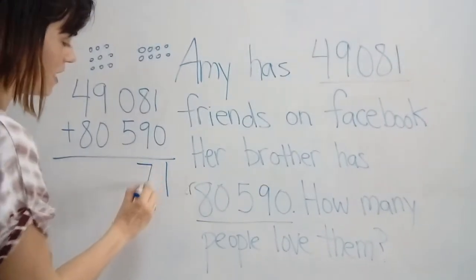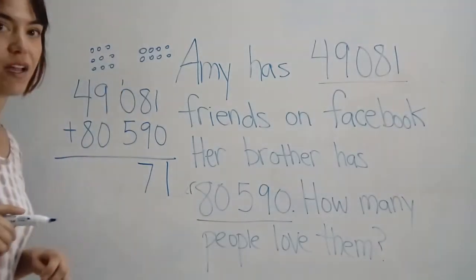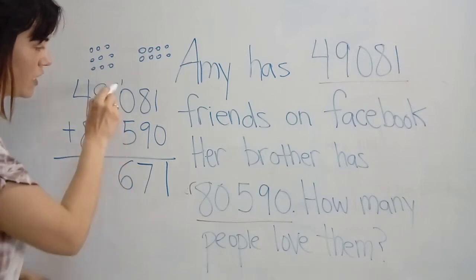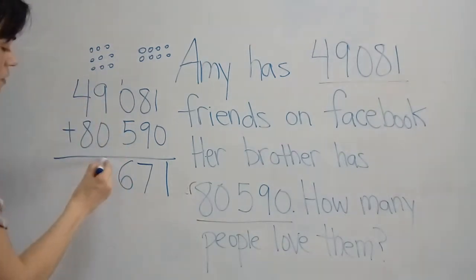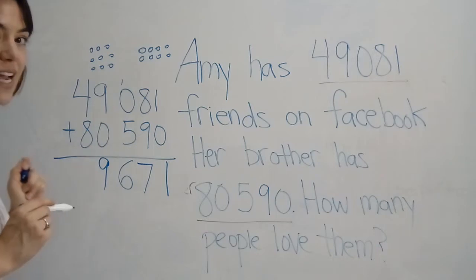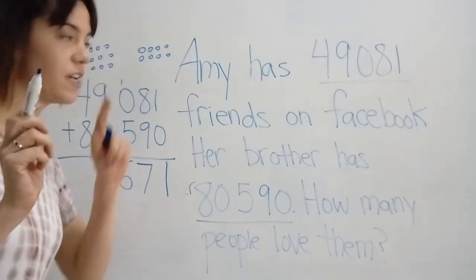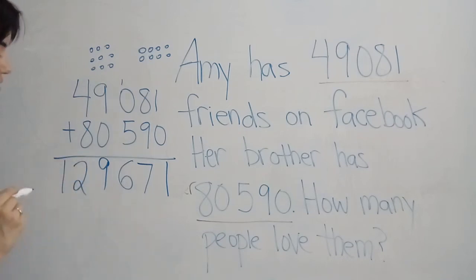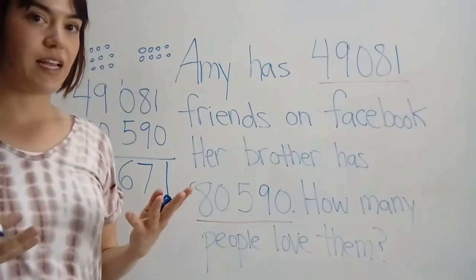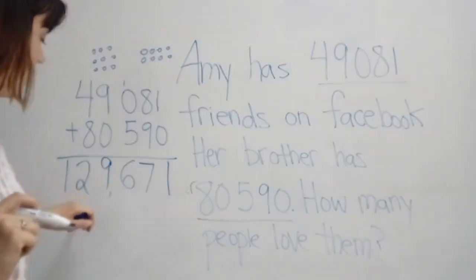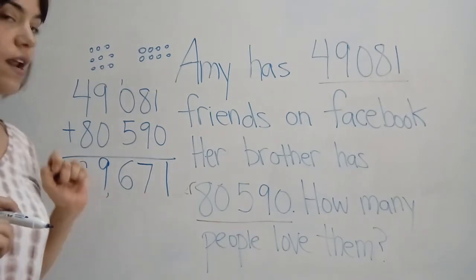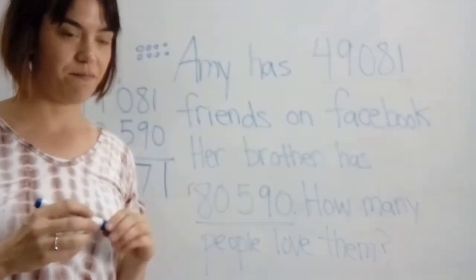So I put my 7 here, and I put a 1 up here, and I make sure to remember 1 plus 5. I make sure to count that. 9 plus 0 is 9, and 4 plus 8. Again, if you don't know how to do this, draw circles. 4 plus 8 is 12. So, if I were to answer this in a sentence, I would say 129,671 people love them.